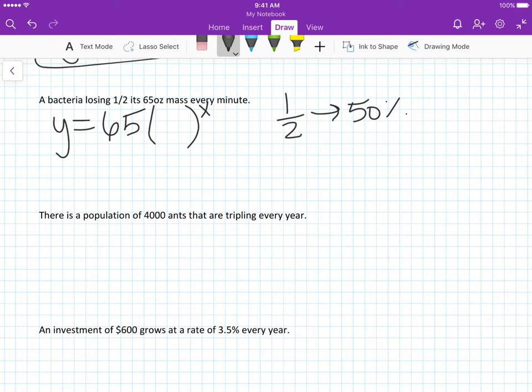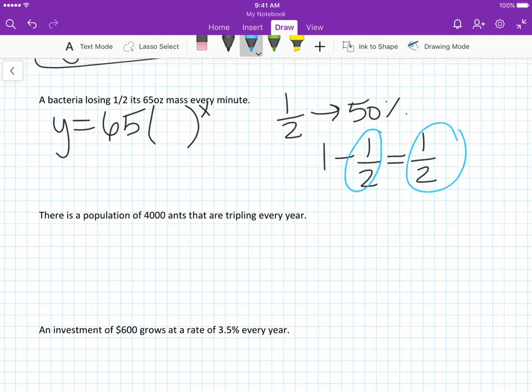And so in that case, I could think about it like this. If I had one whole and I lose half of it every time, what am I going to be keeping each time? Well, this one's really easy. 1 minus 1/2 is 1/2. So every time I lose 1/2, I only have half left. This is what we're going to keep. What am I keeping each time? Well, that is my multiplier. I'm keeping half of it every minute.